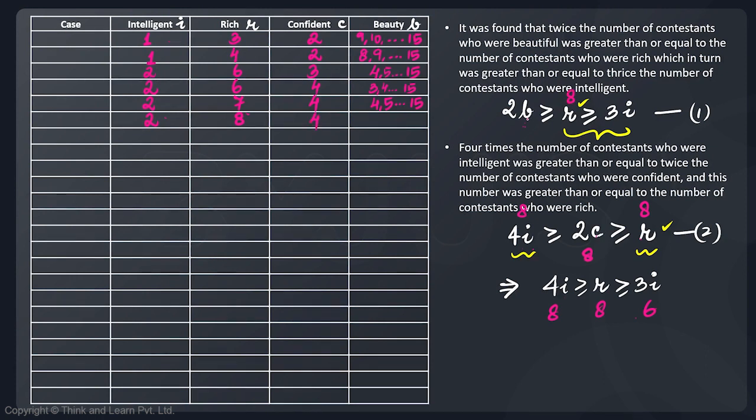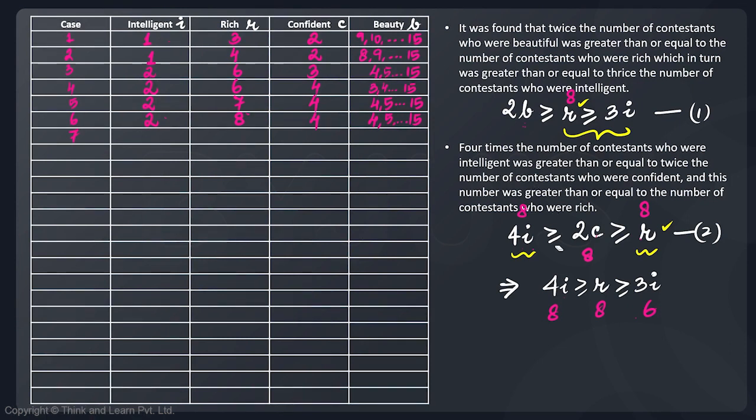Now since R is 8, B is going to be at least 4 again. So it should start from 4 and it should go up to 15. So this is the value that for B we will get. So in the case of 2, we get 4 such scenarios. So let's call them case 1, case 2, case 3, case 4, case 5, case 6. Let's look at 7th possibility.